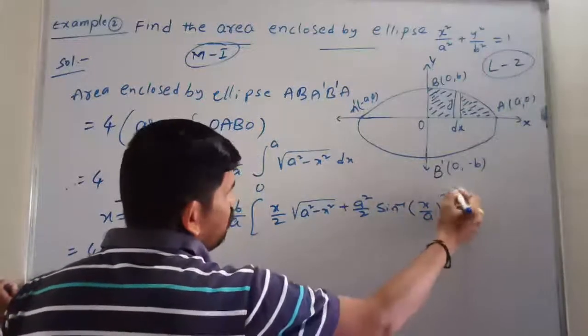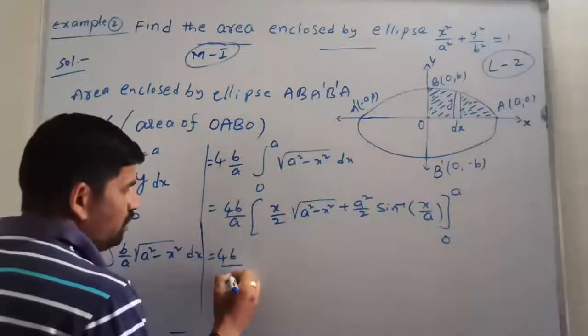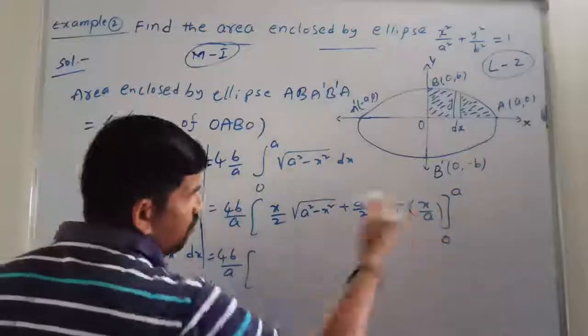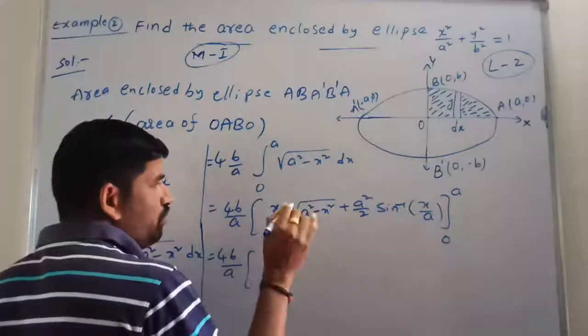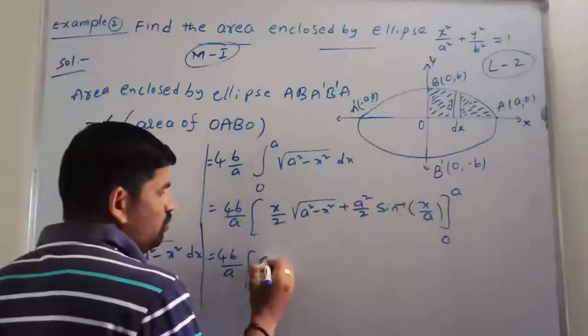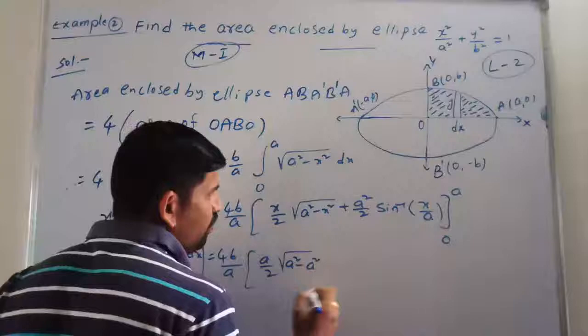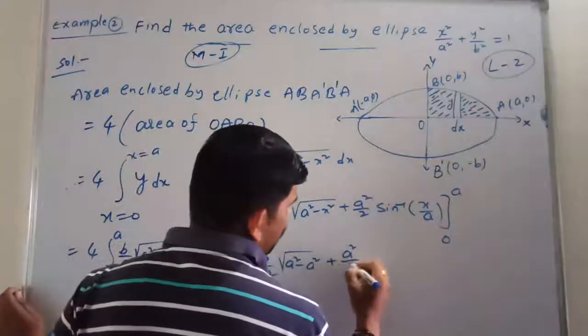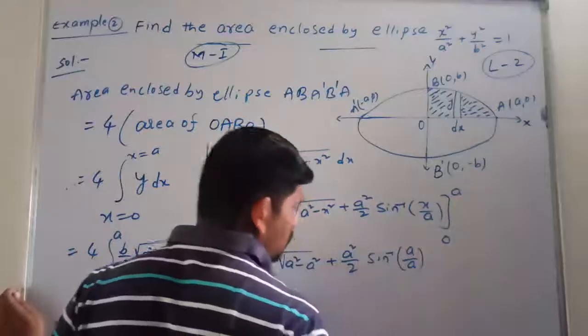Now the lower limit is 0, upper limit is a. 4 into b by a. Yes, apply the upper limit. We are applying the upper limit where x is there, we have to substitute a. Okay, so a by 2 into root of a square minus x square plus a square by 2 into sine inverse of a by a. Over.